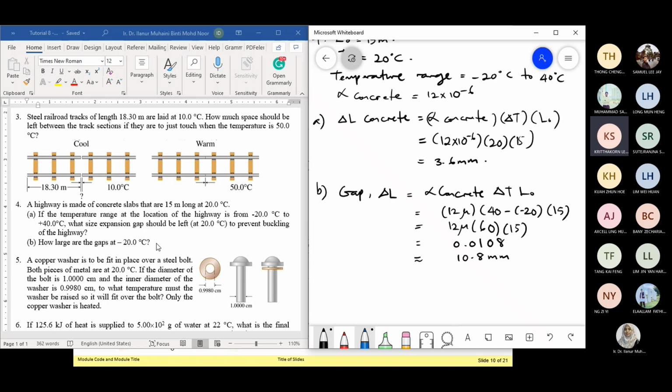If we use 20, it means we already count at normal 20 degrees, we need to leave a 3.6 mm space so that it can expand when it becomes 40 degrees. Now they want the total gap when it shrinks all the way to negative 20 degrees. So 20 is the original, and this already has a 3.6 gap. When it shrinks to negative 20 degrees, you need to add the 3.6 gap. So there's a total gap between the two things if you use 20 as the original temperature.